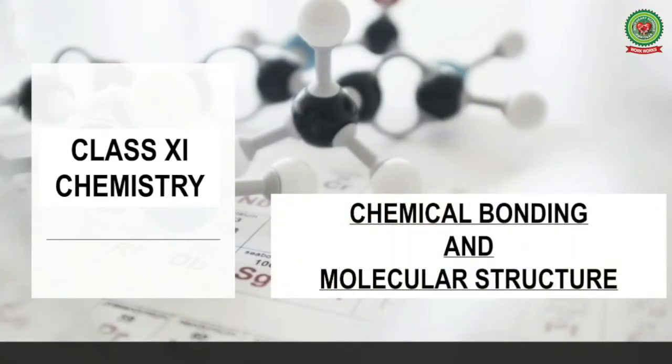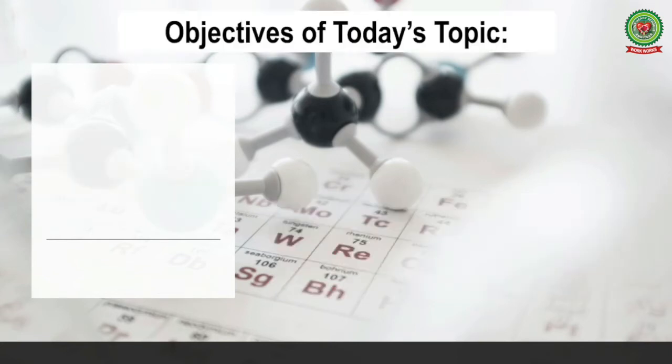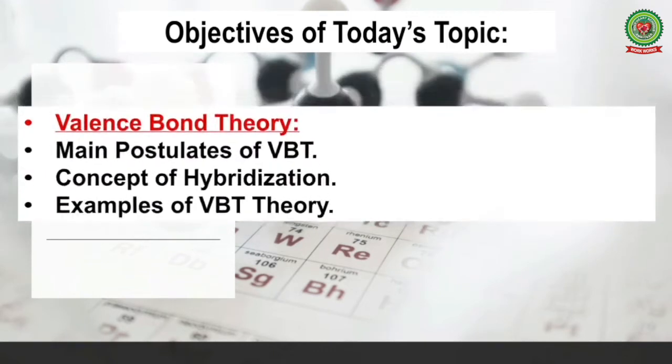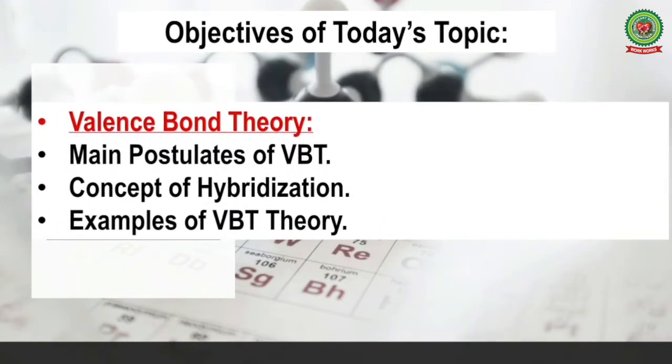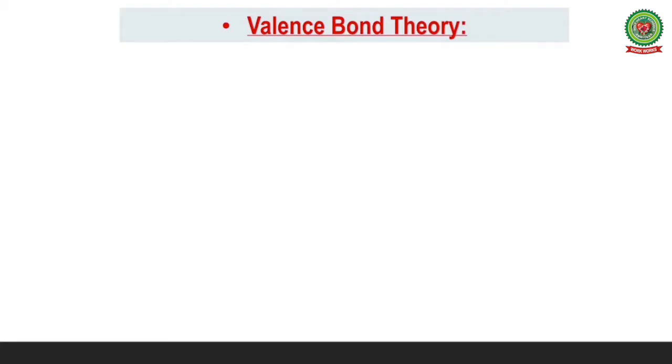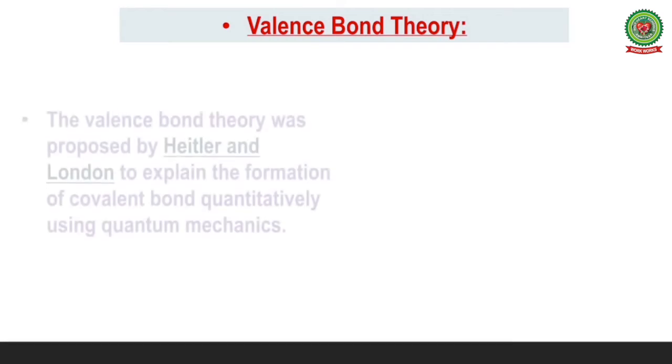Let us further discuss the chapter Chemical Bonding and Molecular Structure. In today's class, we are going to discuss valence bond theory. In this, we are going to discuss its main postulates, the concept of hybridization, and examples of valence bond theory. Now, first of all, we should know which scientist proposed valence bond theory.